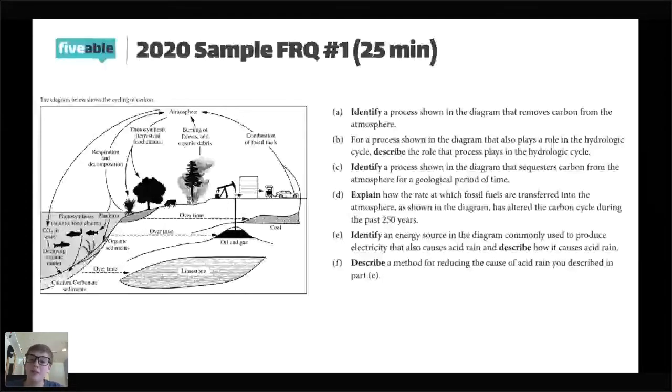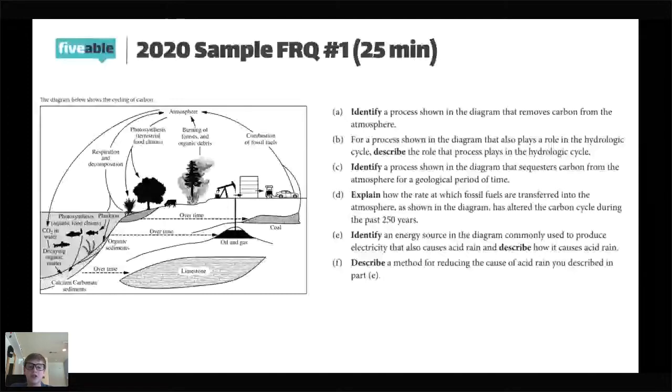So does anybody want to help me answer part A, which is identify a process shown in the diagram that removes carbon from the atmosphere? Does anybody want to let me know in the chat? I think that Morgan says photosynthesis, and Morgan is correct. This question was actually used on the YouTube College Board review stream, and photosynthesis was chosen by, I believe, 90% of people when I reviewed this with the teacher. Photosynthesis was the most commonly chosen. Does anybody have any other processes where carbon is removed from the atmosphere?